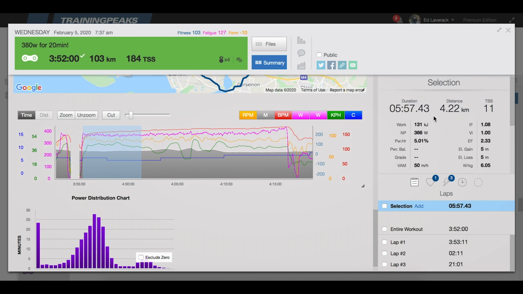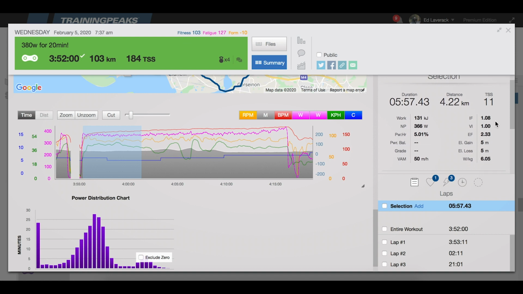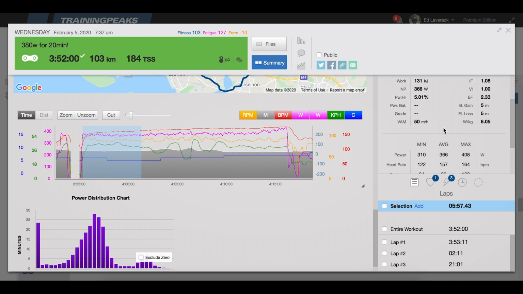If we look at maybe the first 5 minutes or so, I'm at 366 watts, which is just over 6 watts per kilo. Now you can see that my intensity factor is almost 1.1. The last time I tested, my 20-minute power was something like 357, and that was in a Zwift race near the end of an hour and 15 minutes.